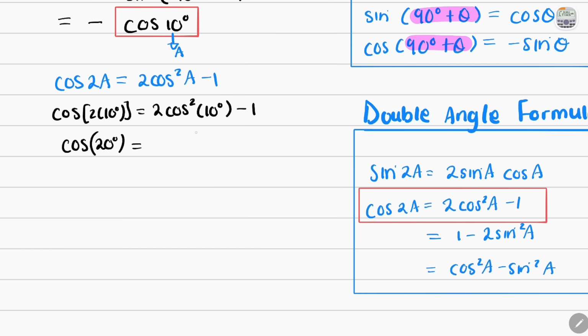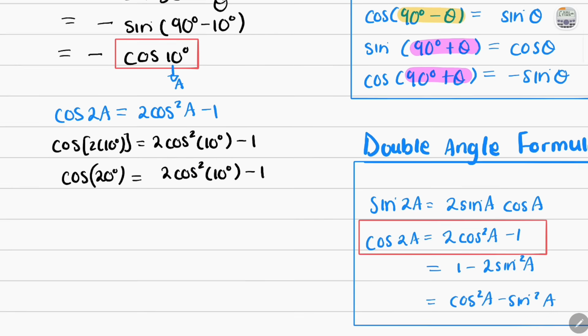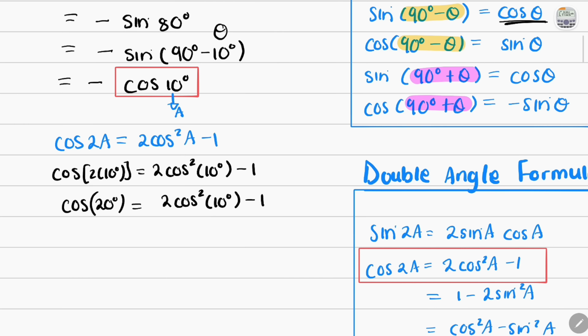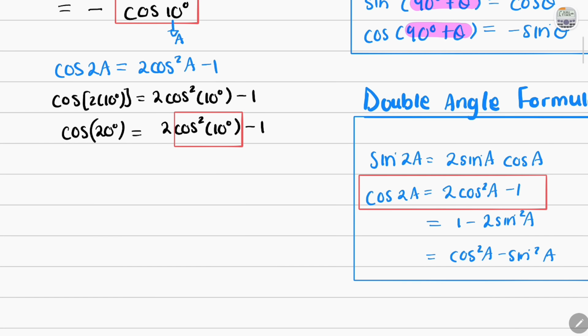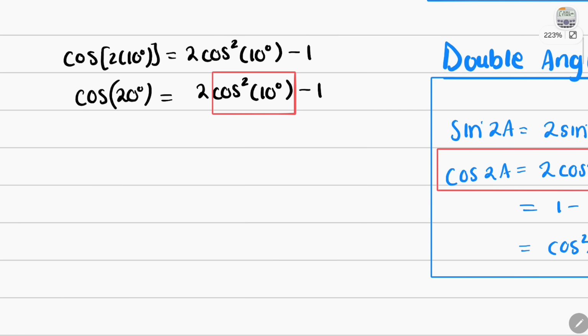And then this is still equal to all of this. Remember, all we are trying to do is find the value of cos 10 degrees, so we can put it back in there. It's going to naturally include cos 20 degrees. So we need to isolate the cos 10 degrees, and that's really all we're doing now. Okay, so how do we isolate that?